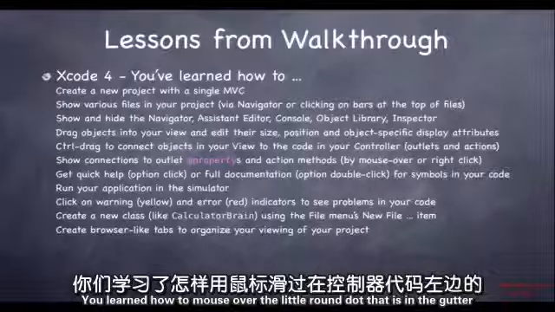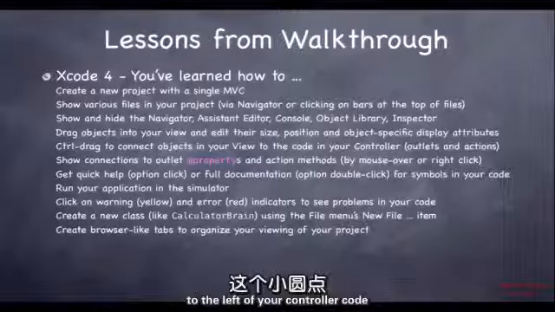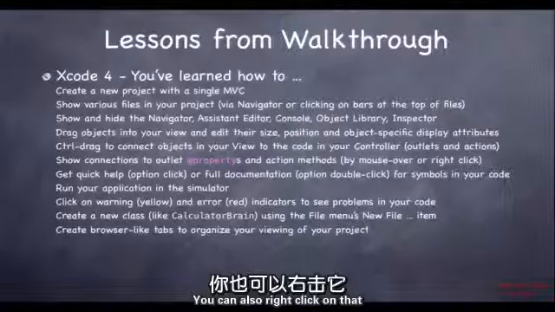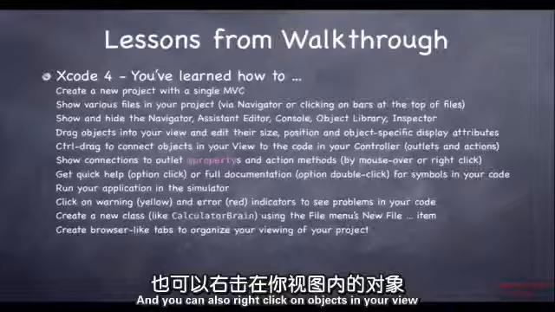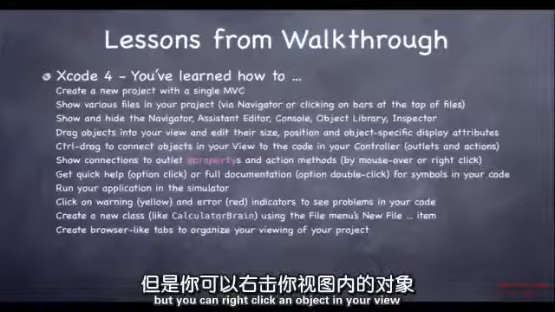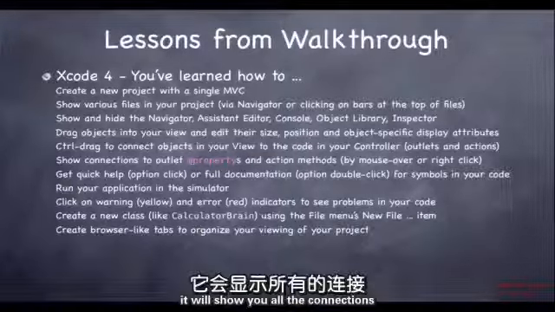You learned how to mouse over the little round dot in the gutter to the left of your controller code to see what an outlet or an action is connected to. You can also right-click on that, and you also can right-click on objects in your view. Okay, that's covered in the walkthrough. We didn't do that in the demo, but you can right-click on objects in your view, and it'll bring up a little window that shows you all the connections.